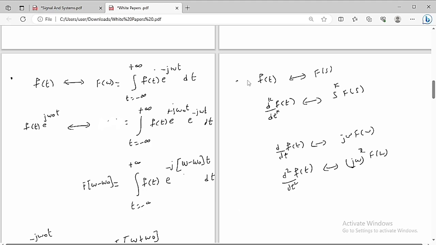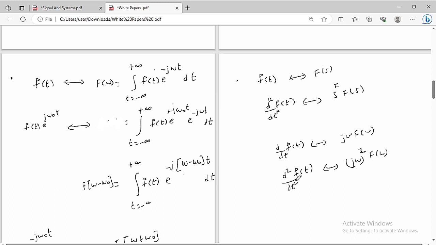If you know the Laplace transform formula, it is a piece of cake. In this case, substitute j omega. For f of t, the Laplace transform is F of s, and the kth derivative of f of t has the Laplace transform s to the power of k into F of s. In place of s, substitute j omega. That's it. So d by dt of f of t means k is equal to 1, so j omega into F of omega.